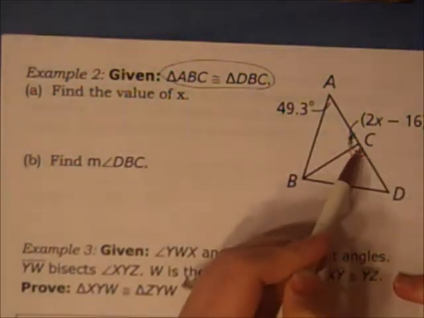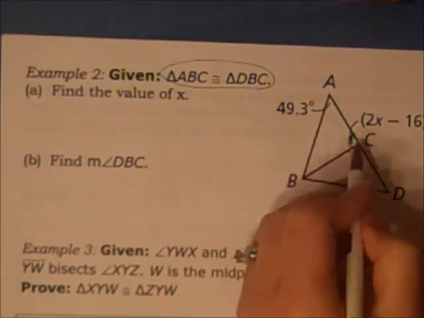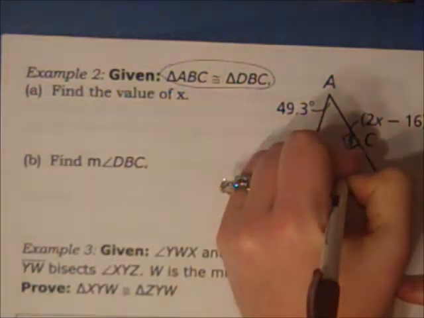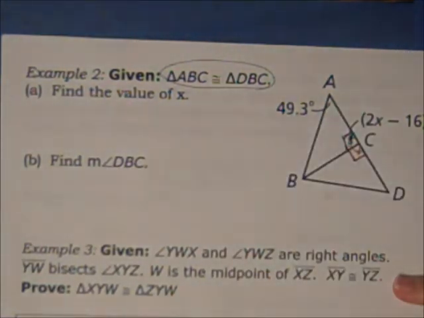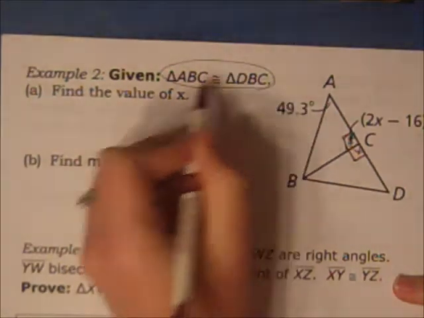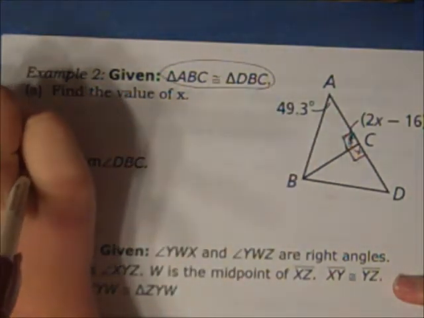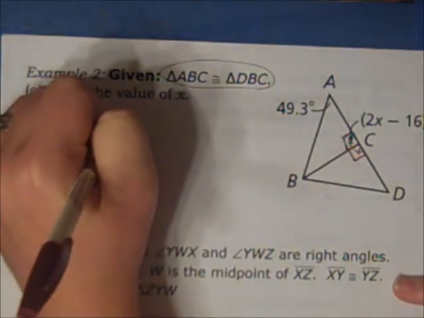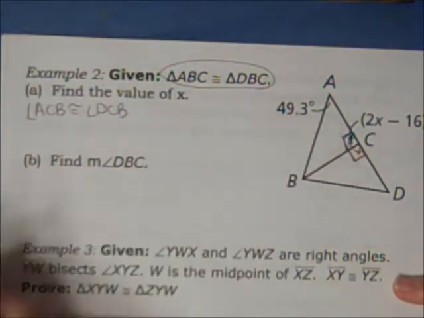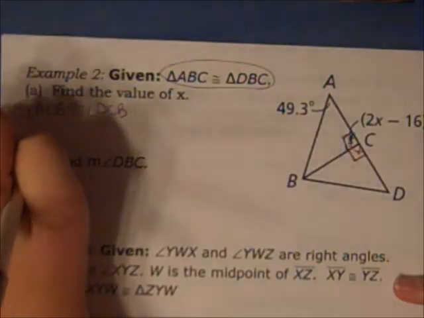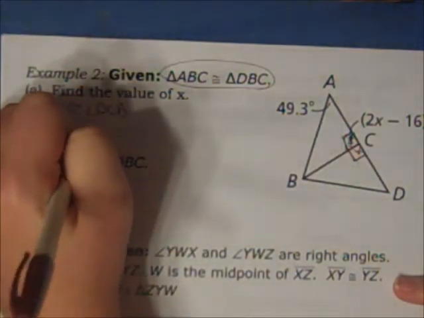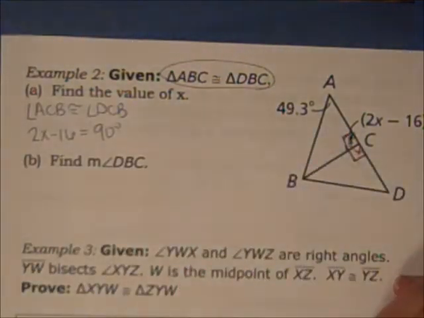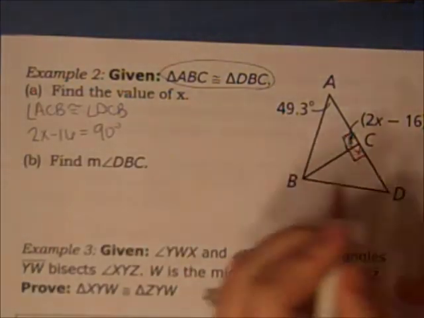But since we know for sure that these two are congruent, we can tell that this angle is a right angle. And since these are a linear pair, this angle has to be a right angle as well. They have to be congruent. Angle ACB has to be congruent to angle DCB from the congruent statement. So we can tell 2x minus 16 has to be equal to 90 degrees because it says so in the congruent statement. And then we can just solve from there.